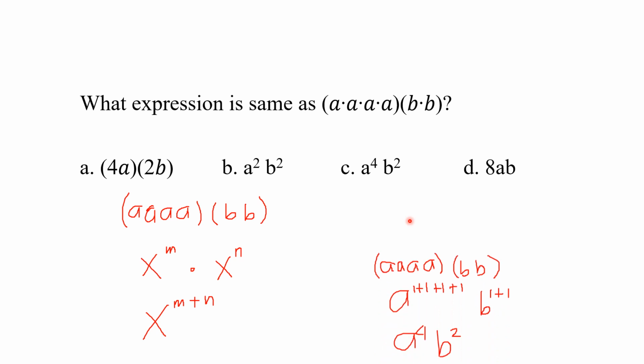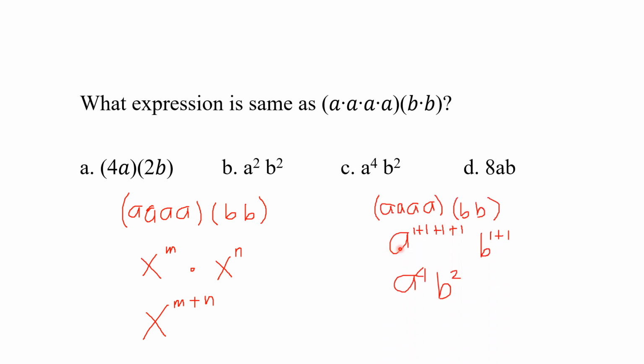Applying it to the problem, so we have a with exponents 1 plus 1 plus 1 plus 1. We added the exponents of these terms multiplied by the common base, also b, and then adding also the exponents. So we have a to the 4 times b raised to 2. So therefore, the answer is letter B. Okay, next.